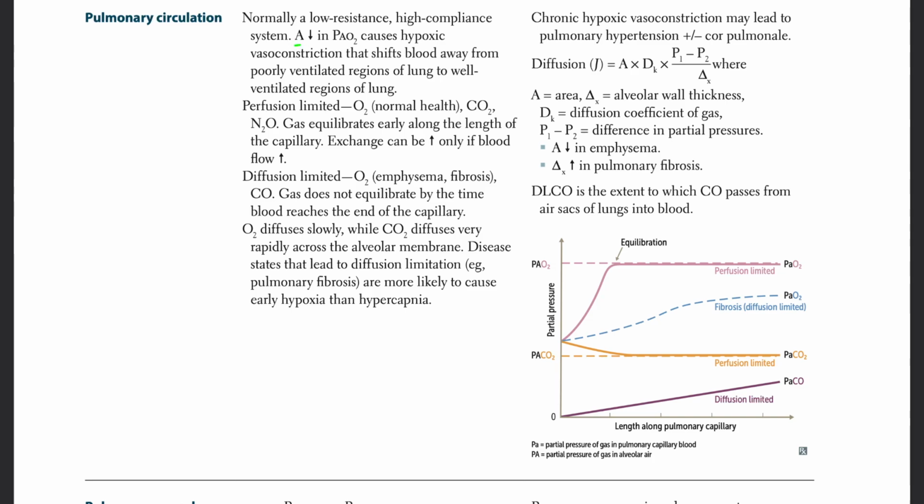A decrease in PaO2 causes hypoxic vasoconstriction. If you decrease the PaO2, which is the O2 pressure in the alveoli, it causes vasoconstriction that will shift blood flow. This is very high yield. So if you don't have oxygen, it's going to cause vasoconstriction. This is only occurring in the lungs.